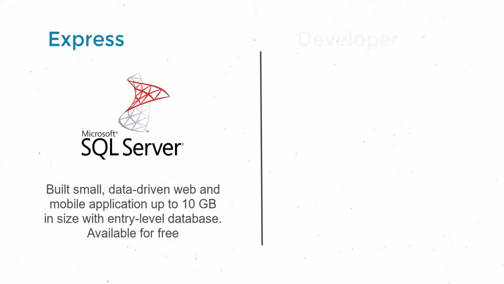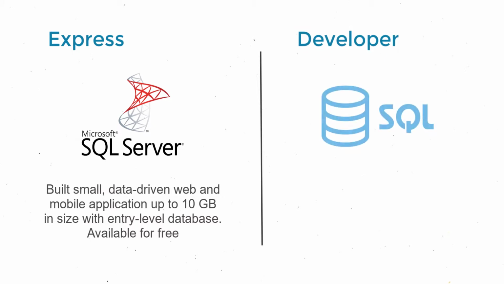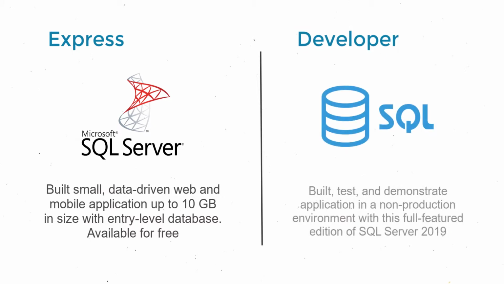The other free option is the Developer edition. The Developer edition has feature sets nearly identical to Enterprise. Developer can support an unlimited number of processor cores. It supports failover clusters. Almost anything that Enterprise can do, Developer can do. So what's the catch? Why is this one free?